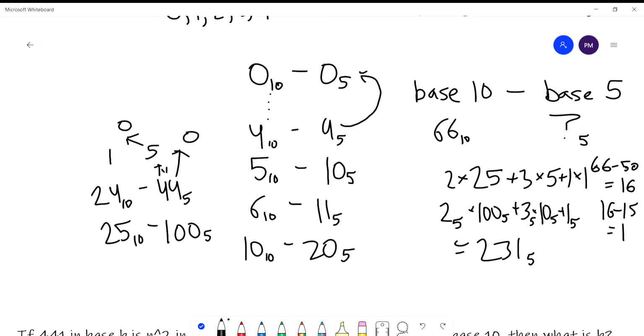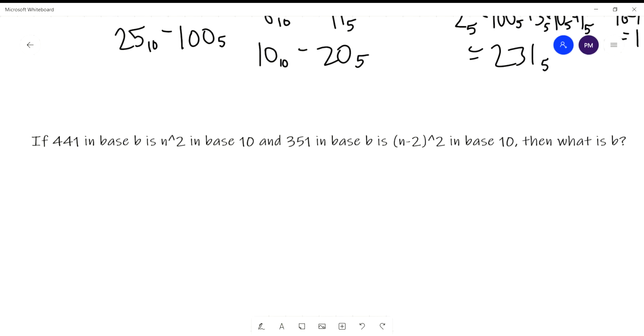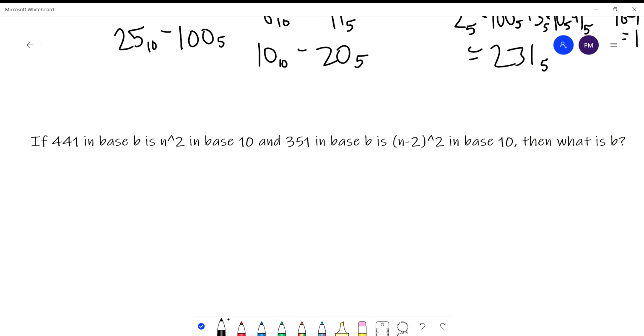Okay, so now we know how to convert to and from base 10. Let's hop into an example. So 441 in base b is n squared in base 10, and 351 in base b is n minus 2 whole squared in base 10, and what is b? Okay, so first let's convert 441 base b into a number in base 10.